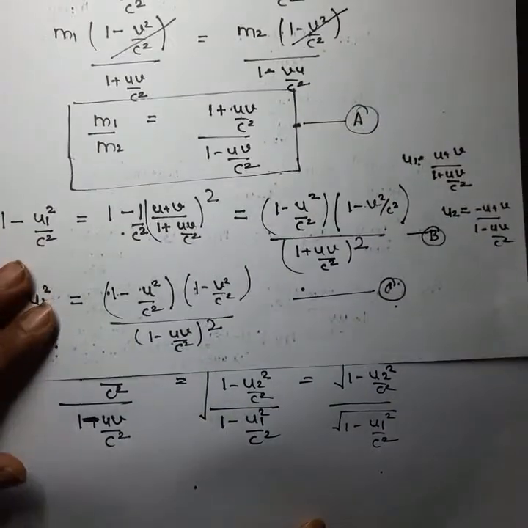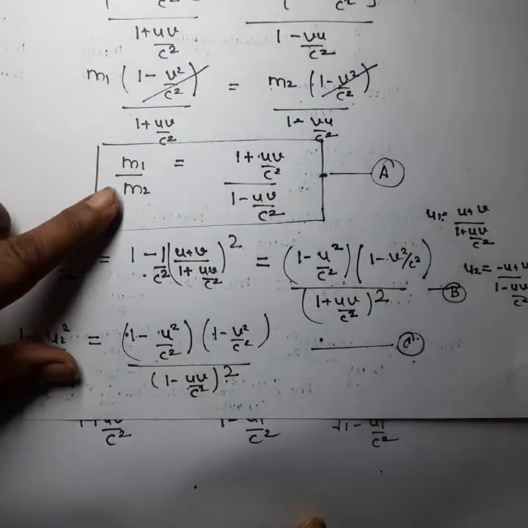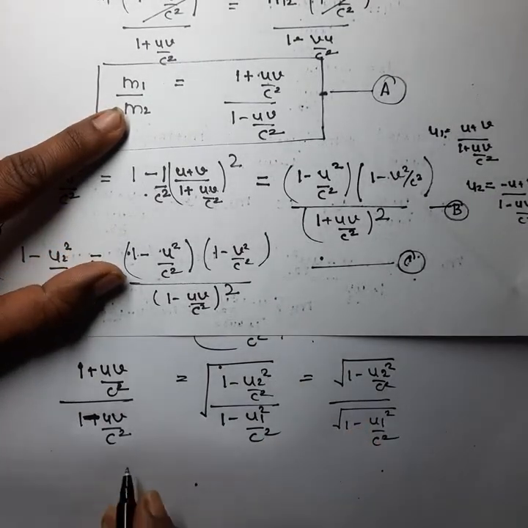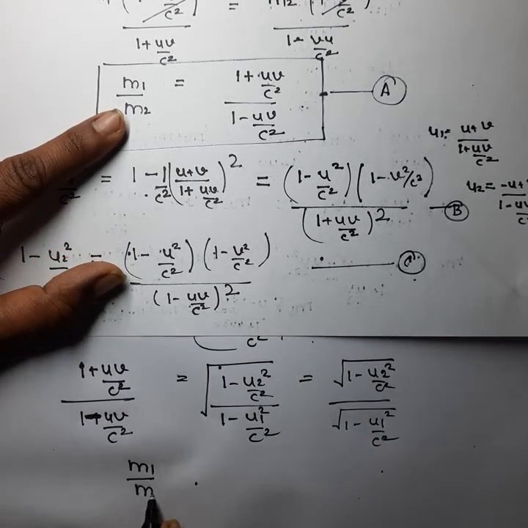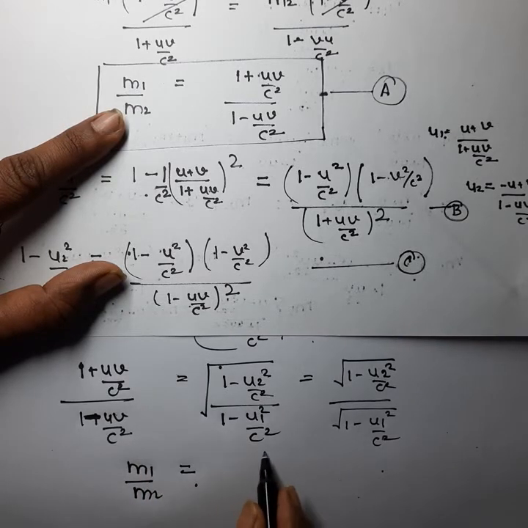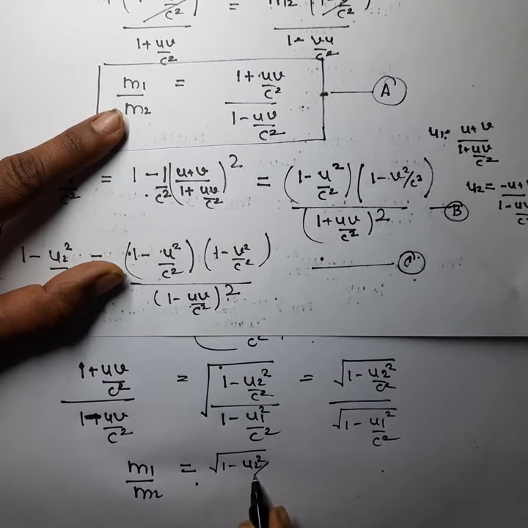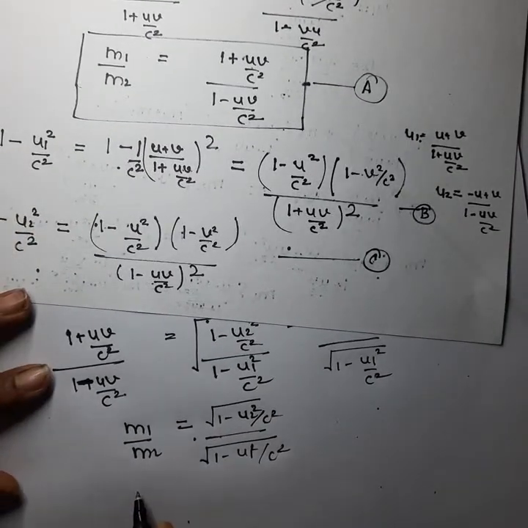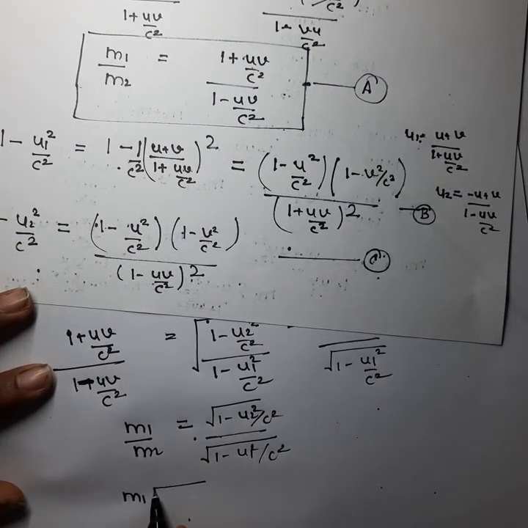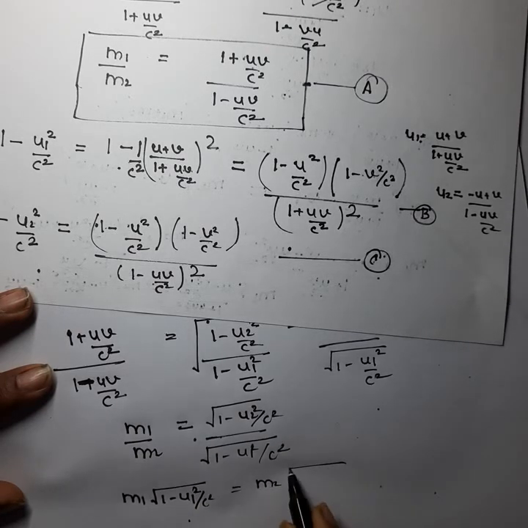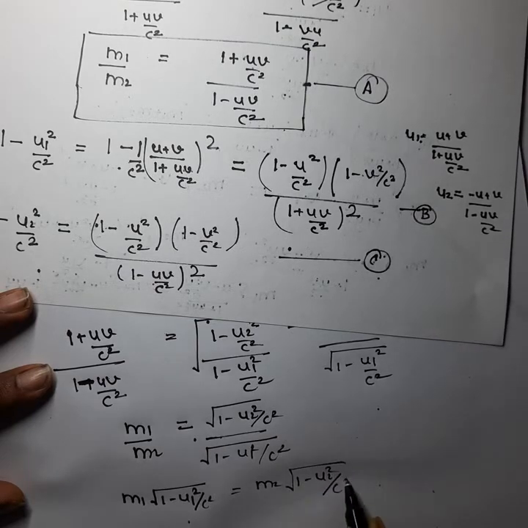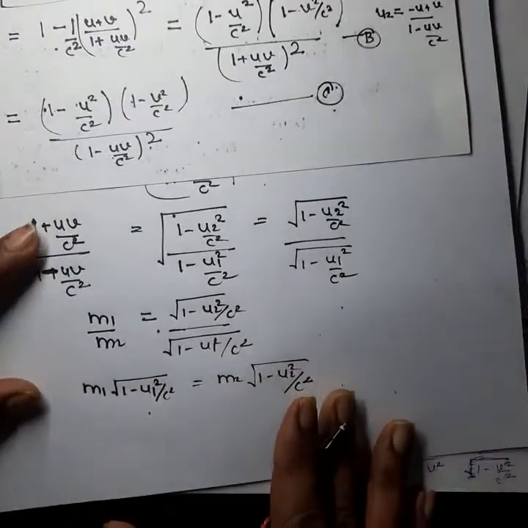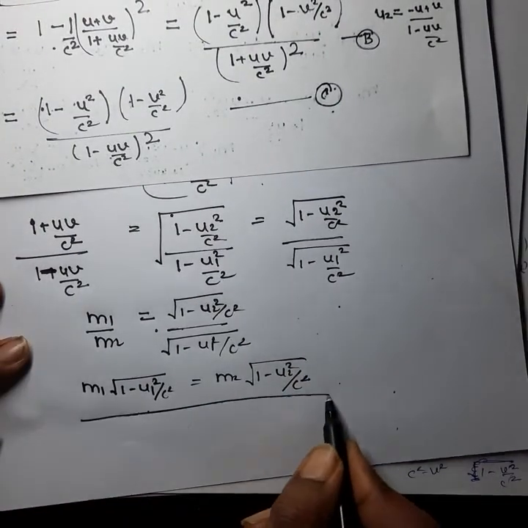So further, let's see the formula for m1 and m2. Using this expression you would be able to write m1 by m2 is equal to square root of (1 minus u2 square by c square) divided by square root of (1 minus u1 square by c square). Okay, so you can write it as m1 multiplied by square root of (1 minus u1 square by c square) is equal to m2 multiplied by square root of (1 minus u2 square by c square). Now let's see this expression very carefully.